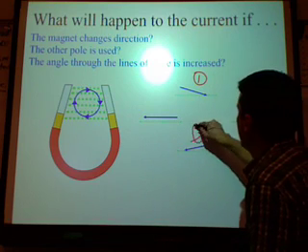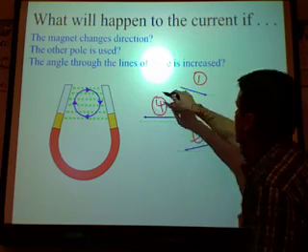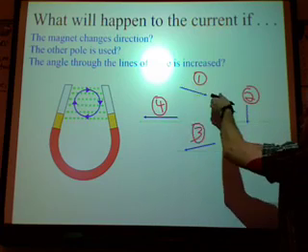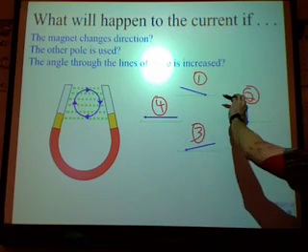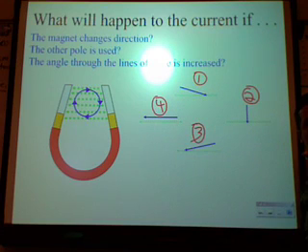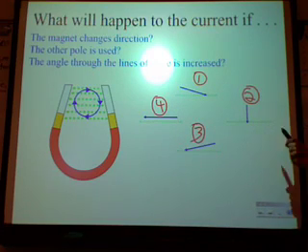So here are 4 different situations. The blue line represents the path that the wire's taking. The green line represents what? Lines of force. Of those 4, which one do you think will generate the most electricity? 2. You said 2, you are right.